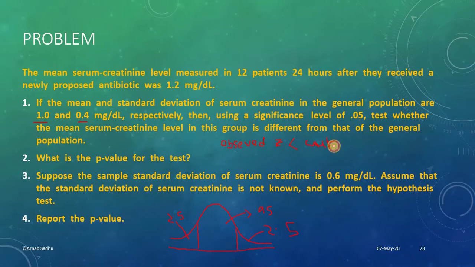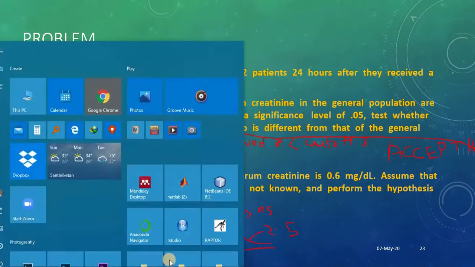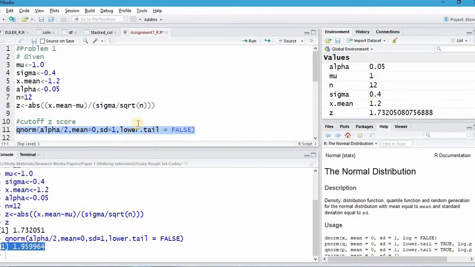We do not have enough evidence to reject the null hypothesis. So our conclusion here is that we accept the null hypothesis. Now, what is the p-value for this test that we want to get here? So again, let us go into R and find out what is our p-value for the test.